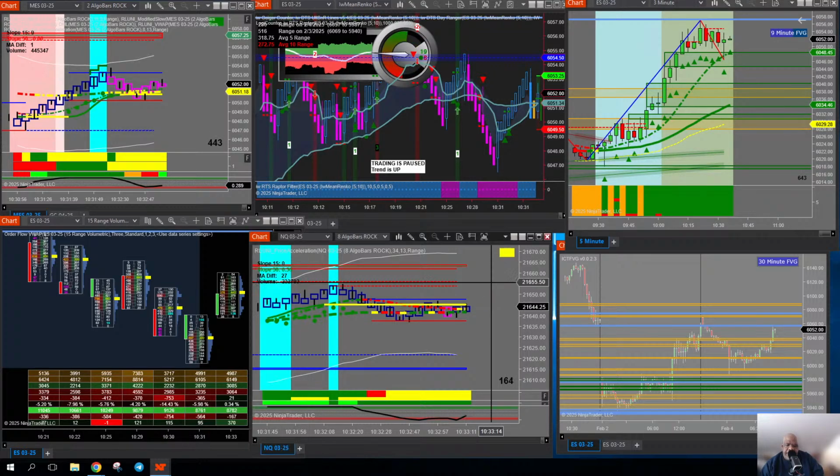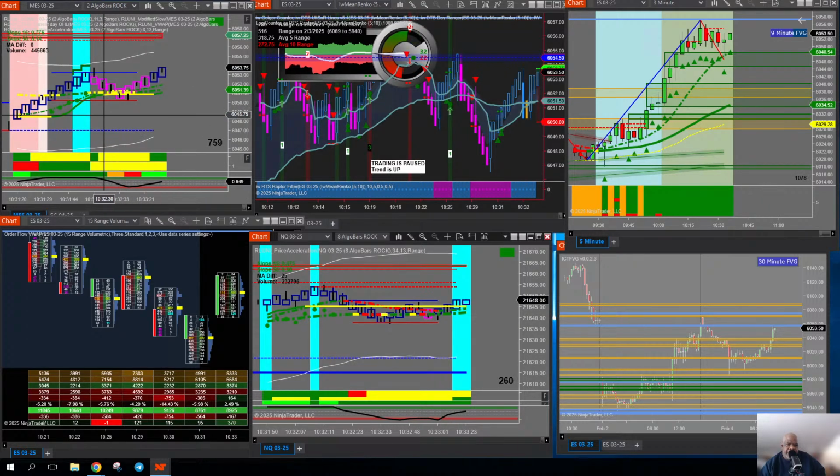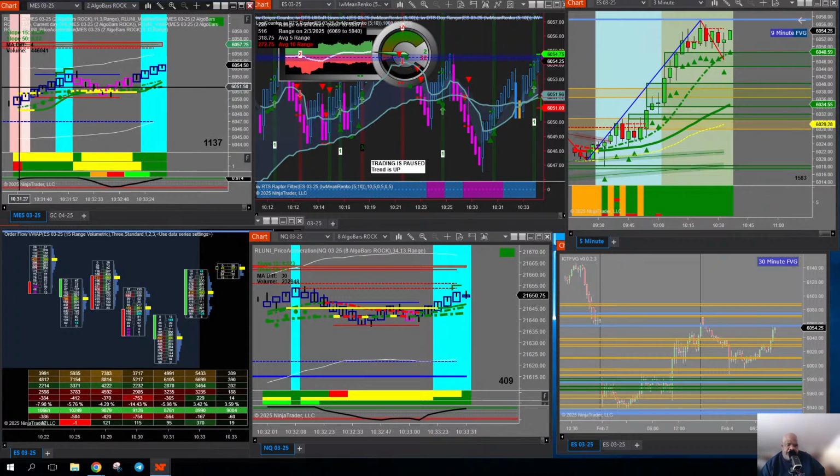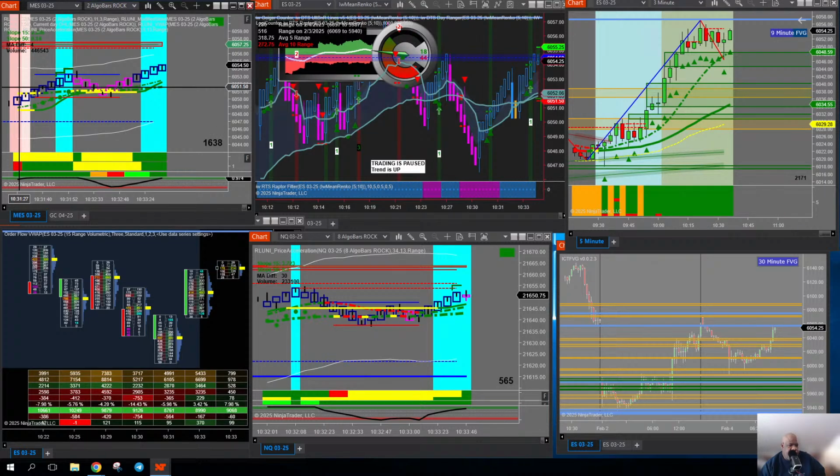Okay, look at the NQ in the middle here at the bottom, just ranging. Come back in that range again. That's been forming since about 10:10, so the last 23 minutes we're still in that range. They're playing both sides of the range. Basically, that's what they're doing at the moment.